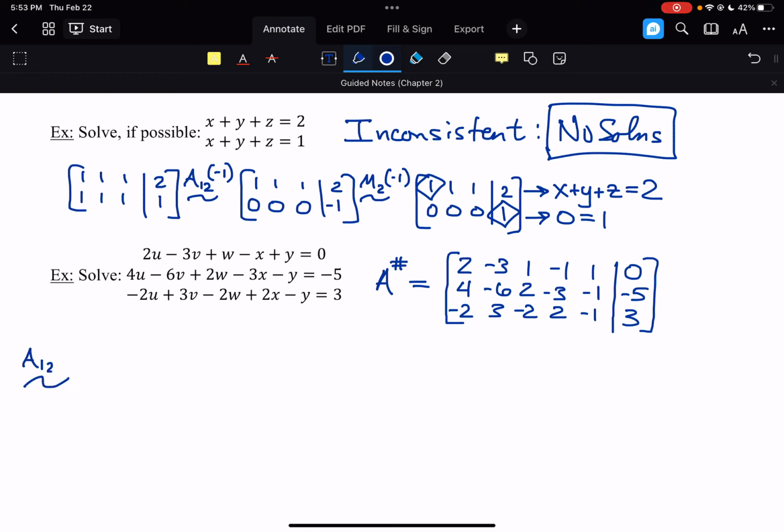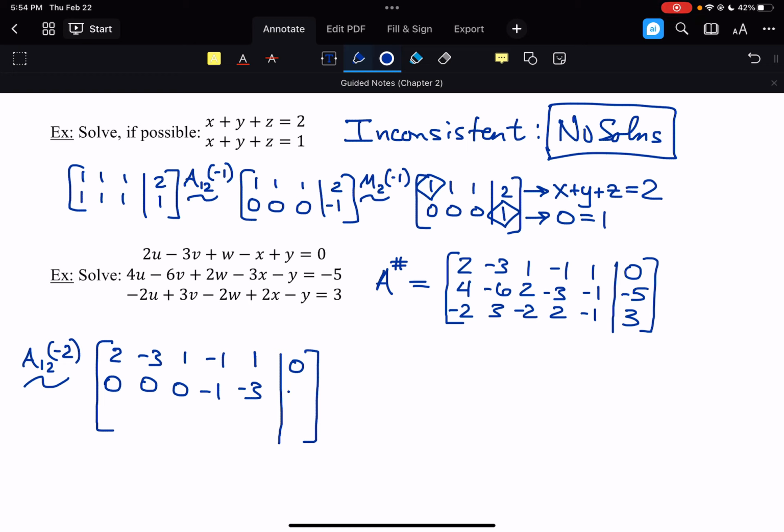So we're going to add 1 to 2 times negative 2. That would give us, right, a negative 4 that would cancel out with that. So negative 2. So 2, negative 3, 1, negative 1, 1, and 0. All right, so now we add times negative 2, so that's going to give us a 0. Positive 6 minus 6 is 0. Negative 2 times plus 2 is 0. That becomes positive 2 minus 3 is negative 1. And negative 2 minus 1 is negative 3. And then 0 plus negative 5 is negative 5. So that's our second row.